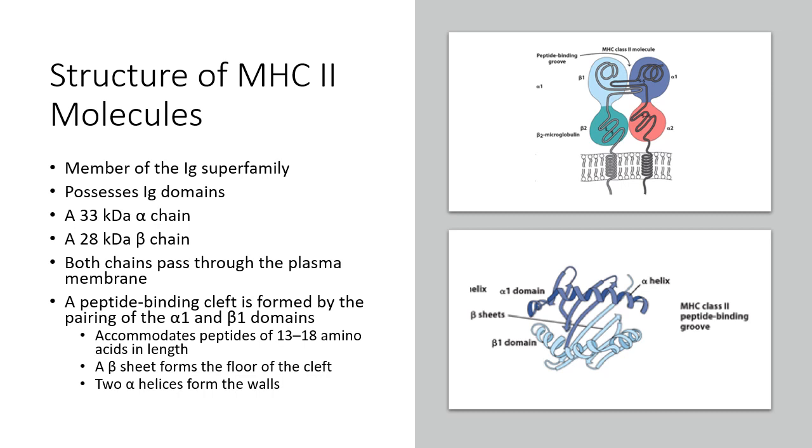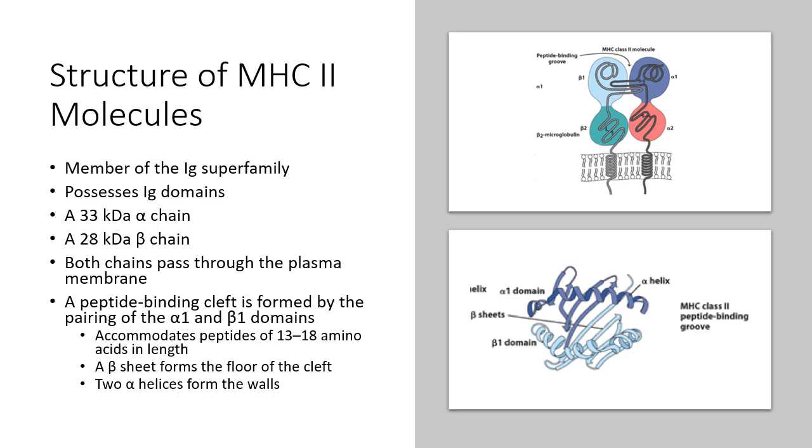MHC2 looks very similar, doesn't it? It is also a member of the immunoglobulin superfamily and therefore has immunoglobulin domains. It has an alpha chain and a beta chain as well. Both of these, in this case, pass through the plasma membrane. This is one of the things that was different. Beta-2 microglobulin was not anchored in the cell membrane. It was just free floating.